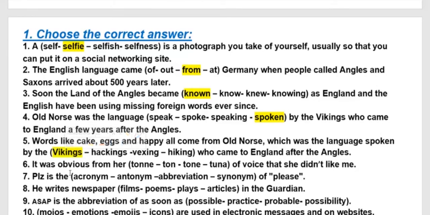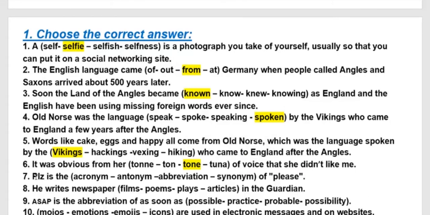Okay, it was obvious from here to we have ton and tone. You see, ton is 1,000 kilograms, and tone here is the sound or the voice made by someone. So it was obvious from her tone, the way she utters words, or voice, that she didn't like me. Tone.